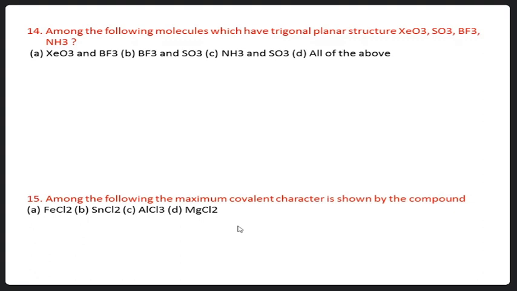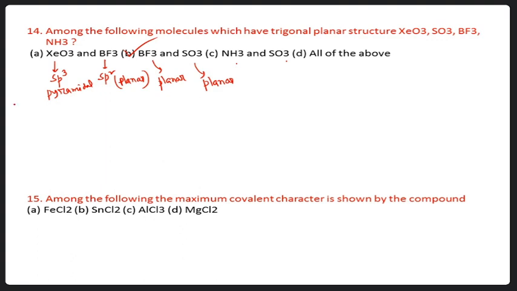Now, among the following molecules, which has trigonal planar structure? XeO3, SO3, BF3 and ammonia. You see XeO3, xenon has 8 electrons, so it is sp3 with one lone pair, which means it is pyramidal. BF3 is sp2, planar. SO3, sulfur 6 and 3 oxygen, that means planar. Ammonia is pyramidal. So the correct option is D: BF3 and SO3, both are planar.